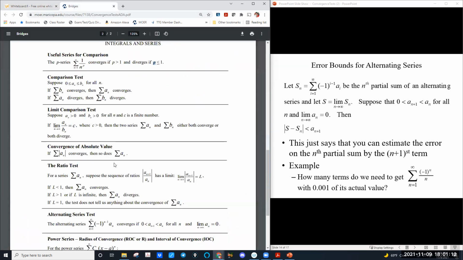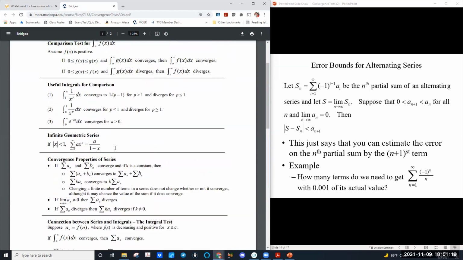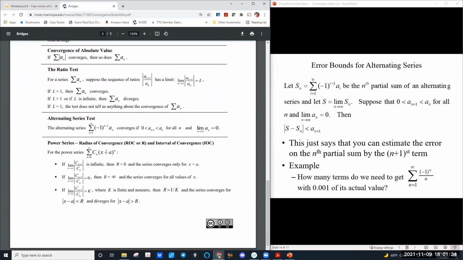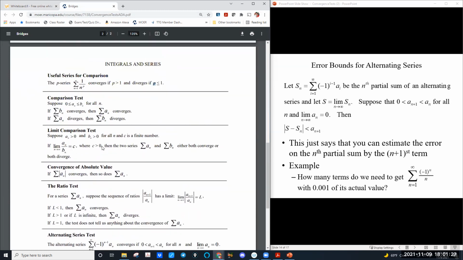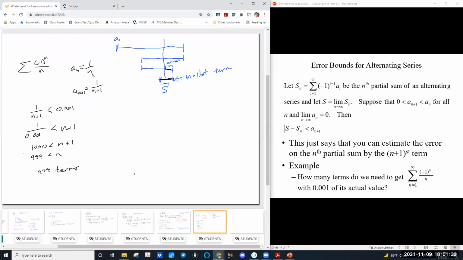Okay. Now the stuff for alternating series. Here's the alternating series test. This is right here on the second page. The proctored exam won't have any error analysis on it, so that's why this isn't on there. Okay.